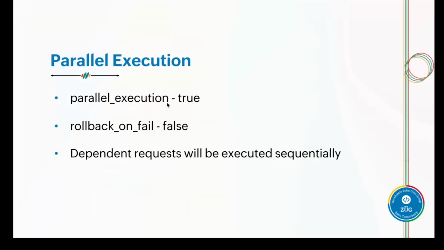Parallel execution, like I said, means all the sub requests execute in parallel. Because all the sub requests are executing parallelly, you cannot choose to have a rollback. So here, rollback on fail will be false.